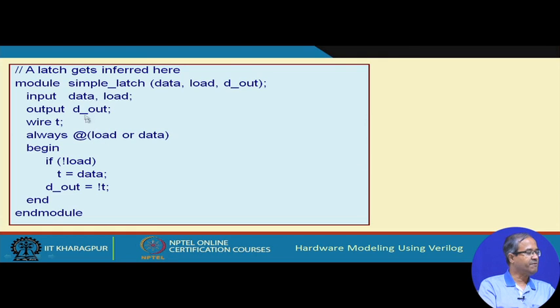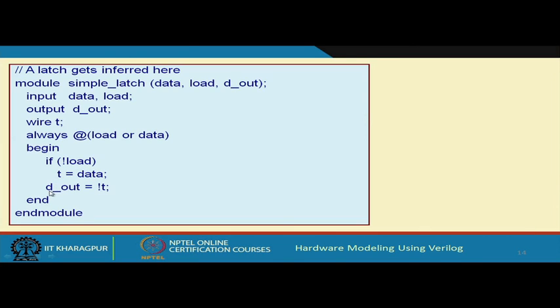So, let us take another example. This is actually the example of a latch, where there are 3 ports: data, load and D out. So, what are you writing? Input data and load are the inputs, D out is the output, and T is a temporary wire. We are saying always whenever load or data changes, begin, if load is 0, load 0 active, then data will go to T and D out will be not of T.